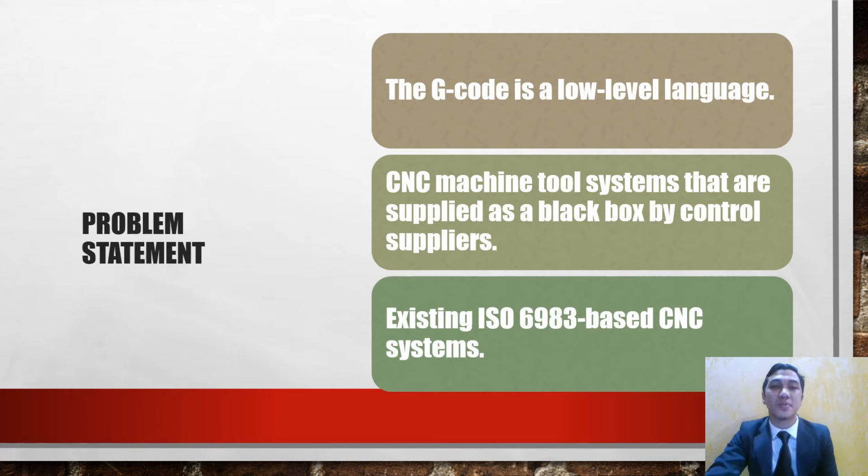The second major point in the introduction is the problem statement. There are a few points in the problem statement of this project. The first point is, G-code is a low-level language that is primarily specified in terms of cutter motion location and feed rate. The second point is, CNC machine tool systems are supplied as a black box by control suppliers, making it difficult for machine tool builders to quickly develop and implement new or customized control functions. The third point is, existing ISO 6983 based CNC systems convert data in a single direction, resulting in no feedback response. As a result, shop floor modifications are extremely difficult to carry out.